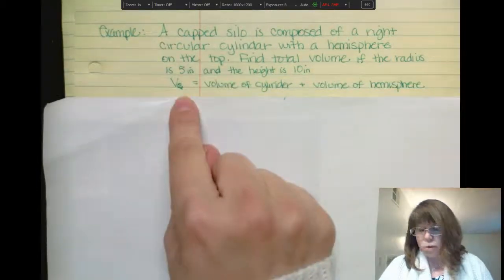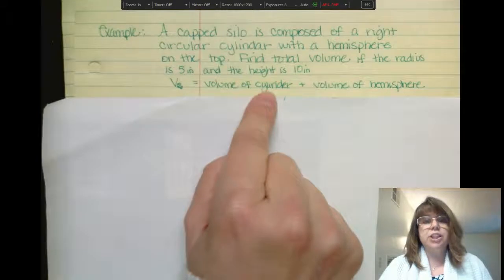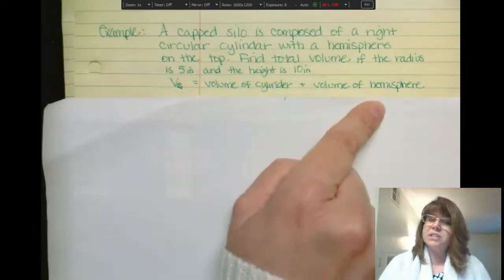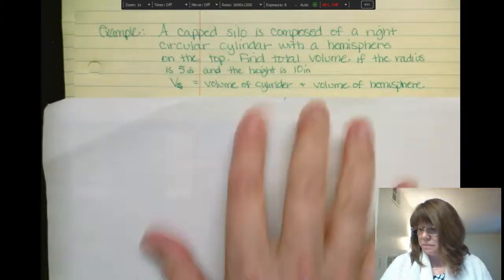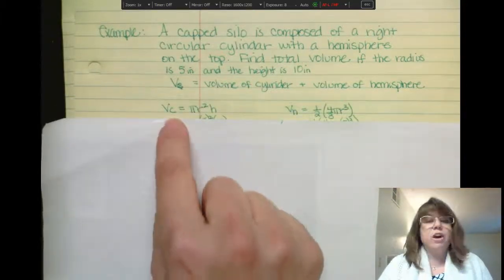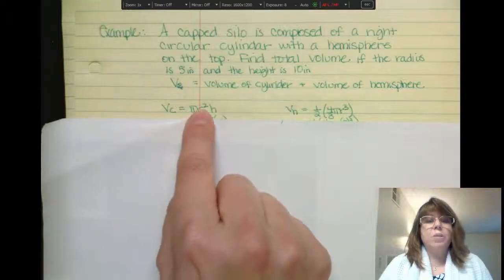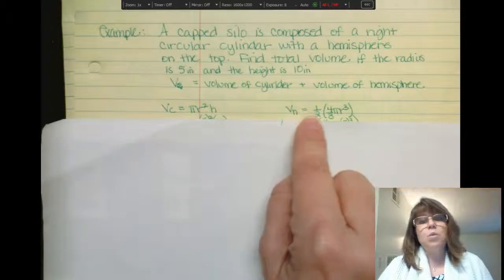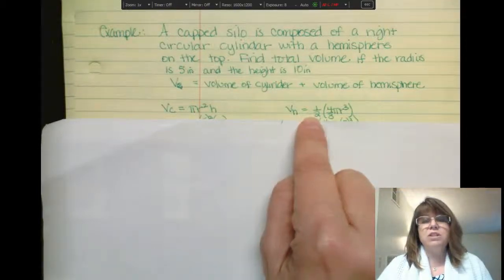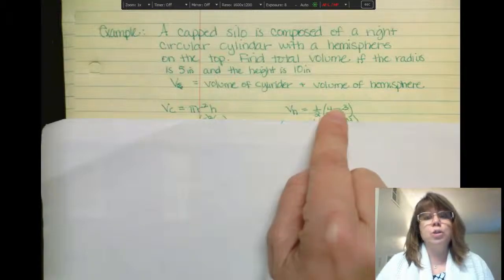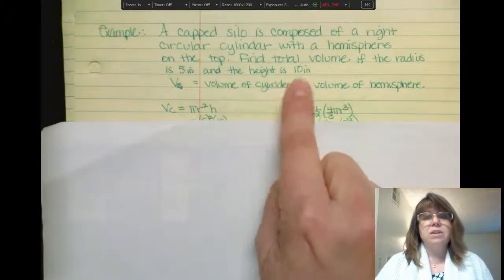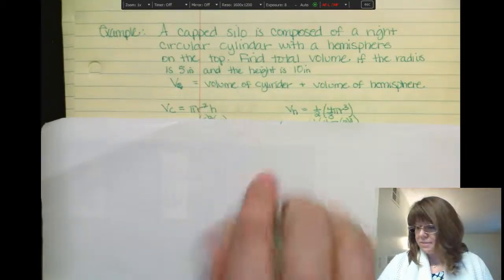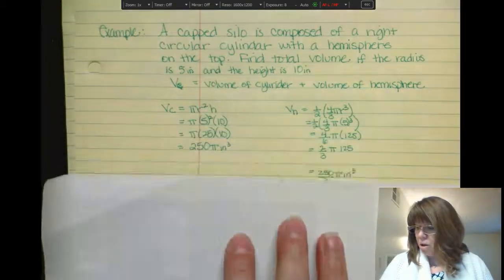So the total volume is going to be the volume of the cylinder plus the volume of the hemisphere. Remember, a hemisphere is half a sphere. So the volume of the cylinder is going to be pi r squared h. The volume of the hemisphere is going to be 1/2 times the volume of the sphere, which is 4/3 pi r cubed. For height, I'm going to put in 10 inches. For radius, I'm going to put in 5 inches. And I'll let you see all my work.